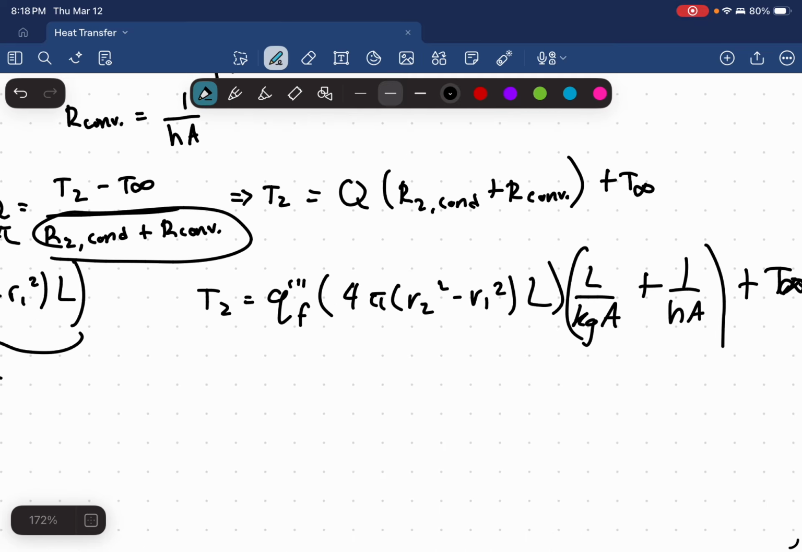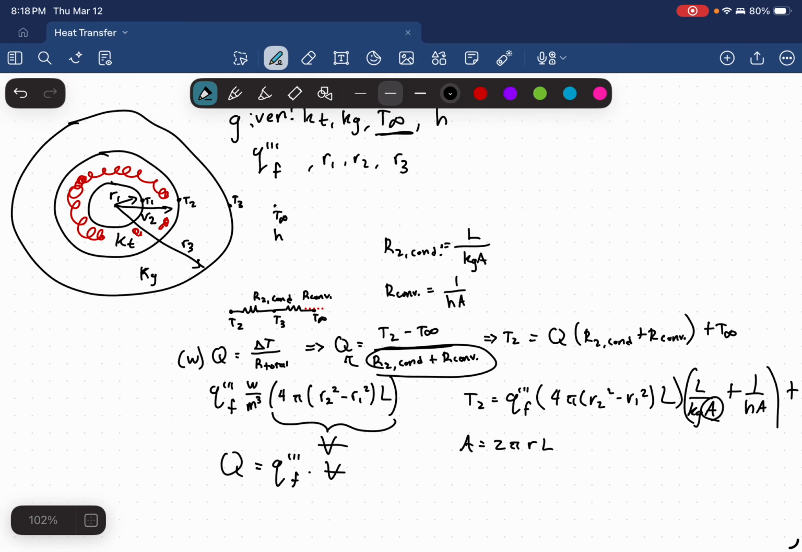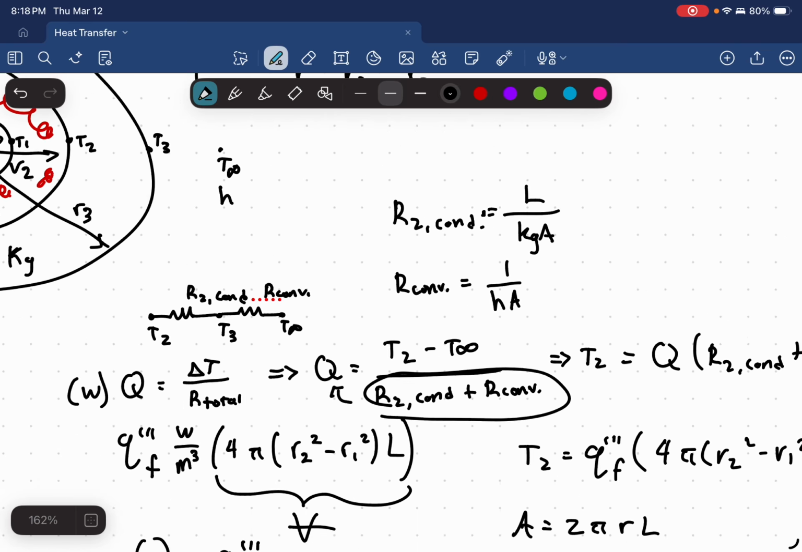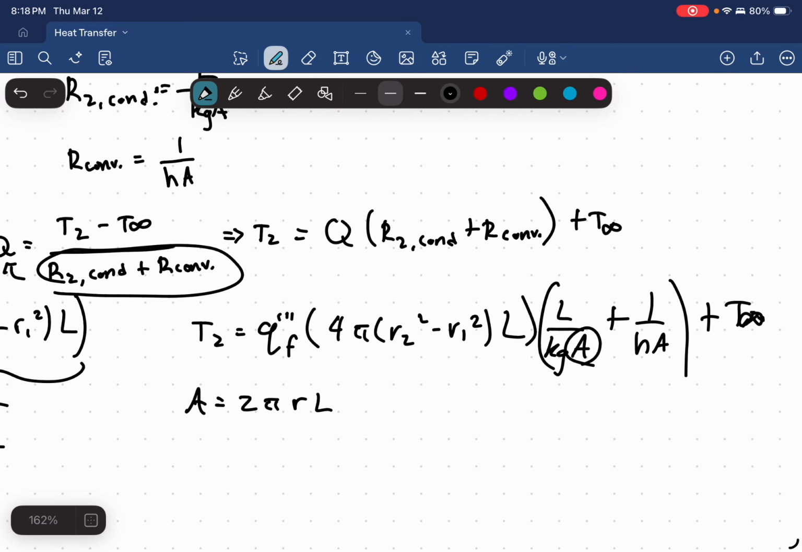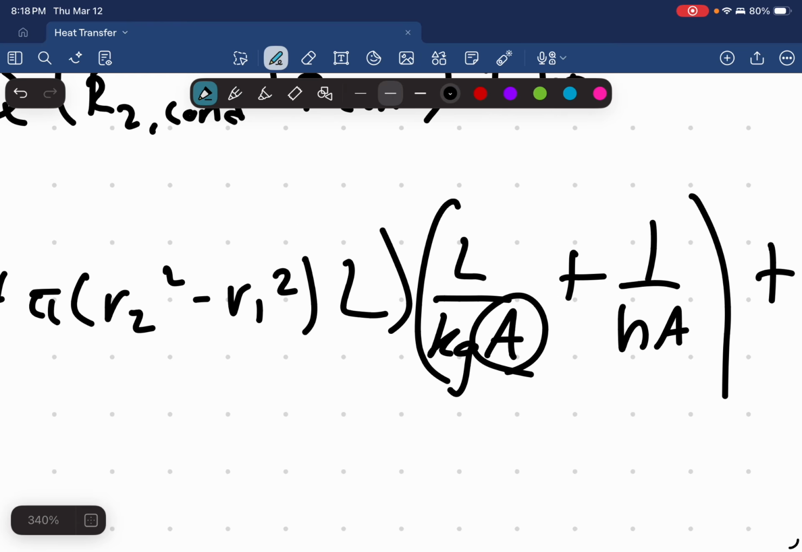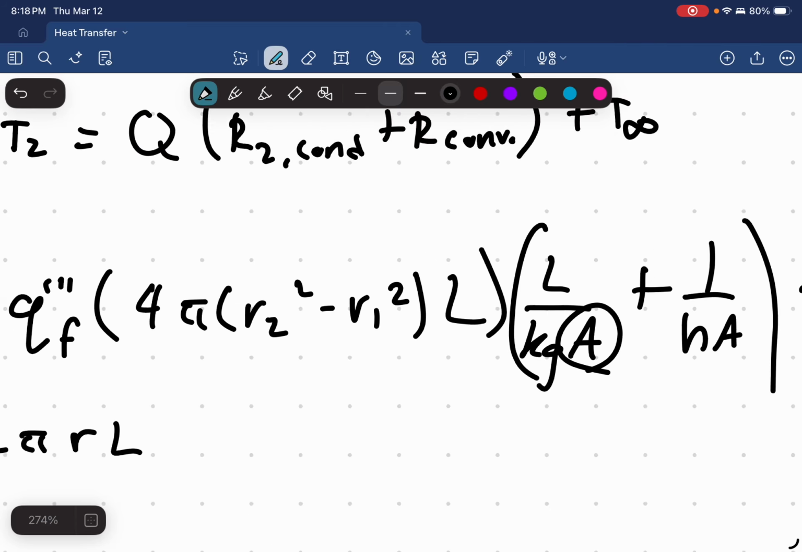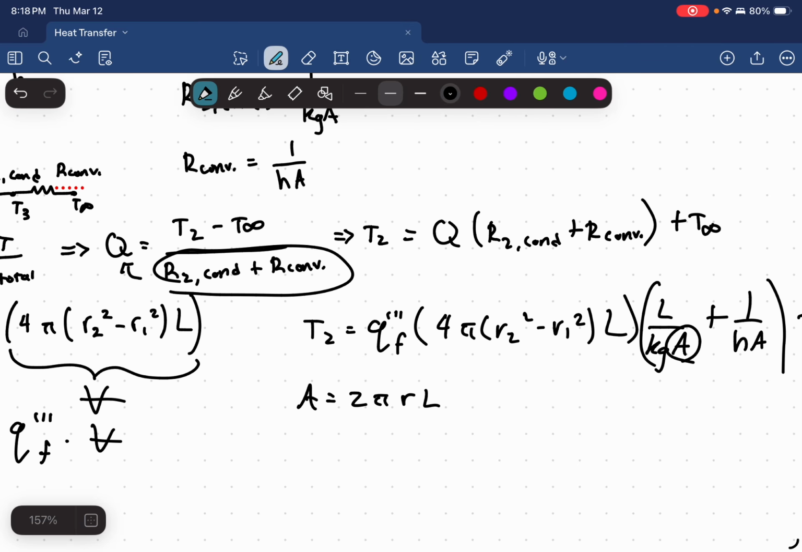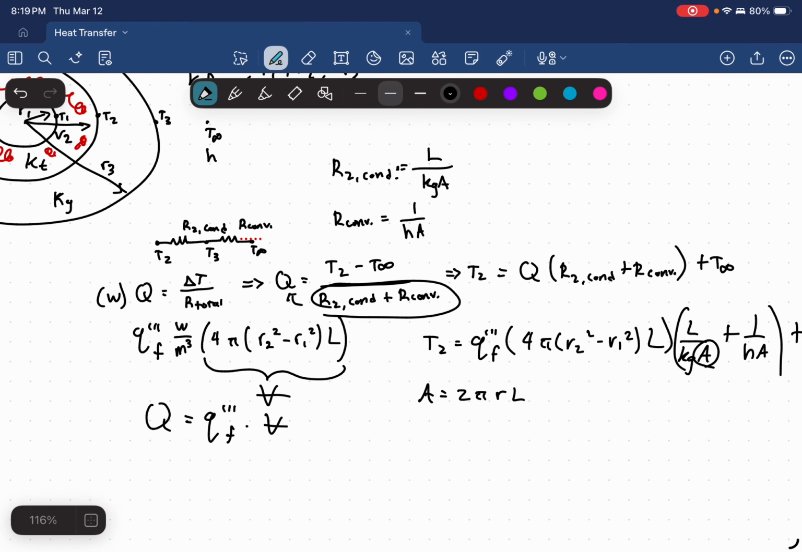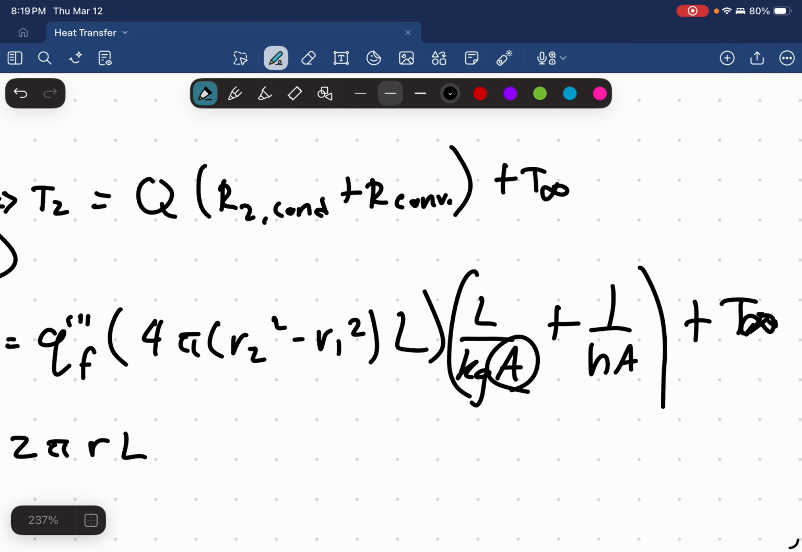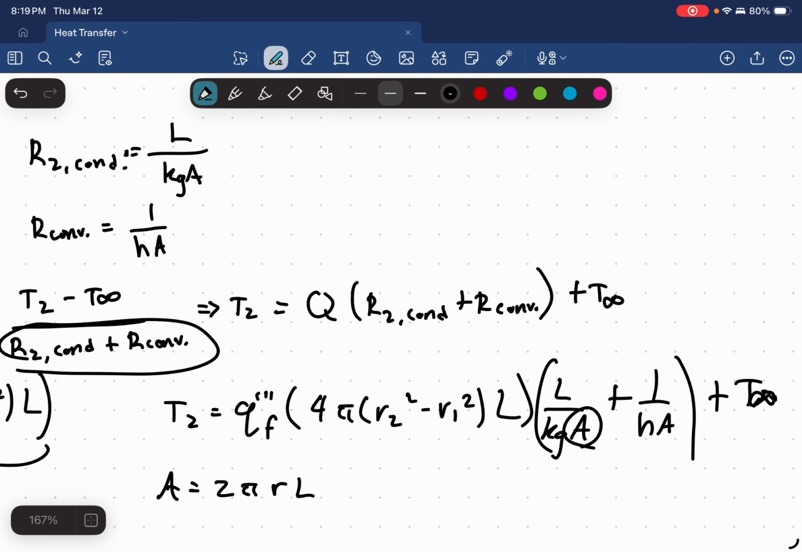And the area of a cylinder, the area that you are going to substitute into here, is going to be 2 pi R L. And the R that you use is R3, because that's where the convection is happening. And for the conduction, you would use the R2. Actually, I made a mistake.